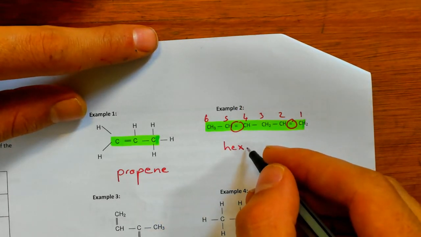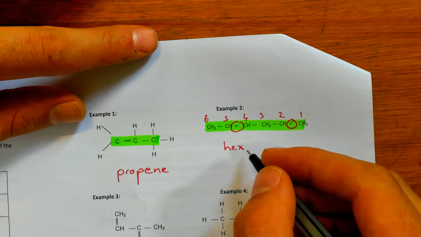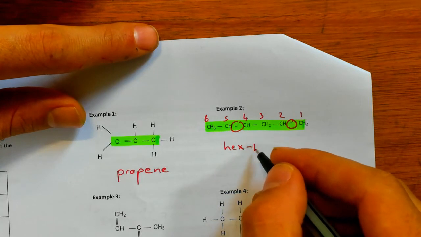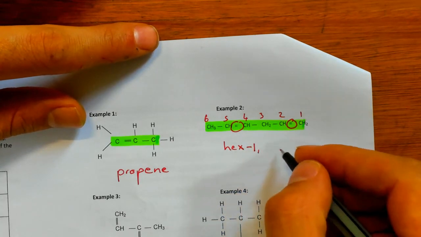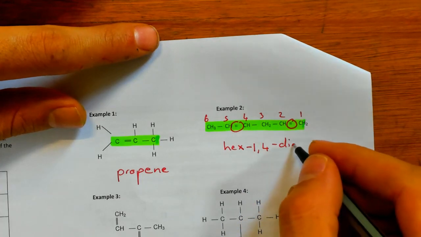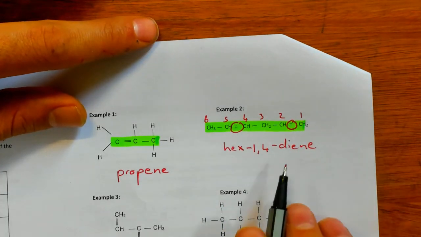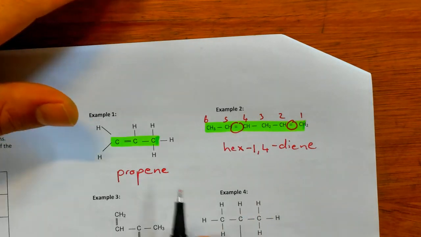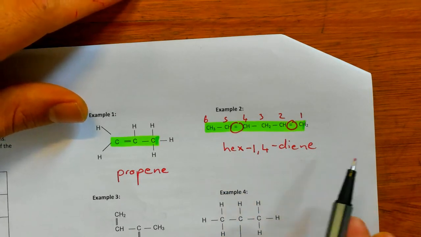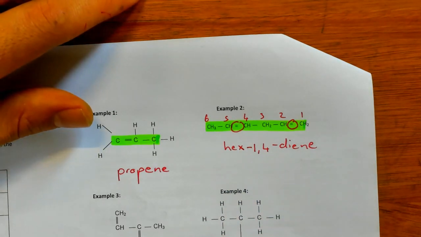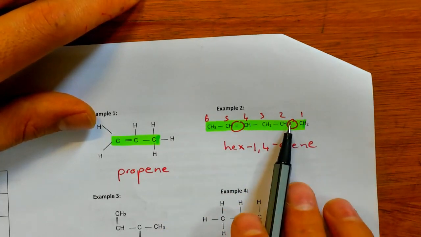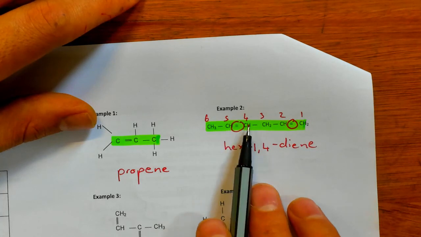So how are we going to write the numbering of this? It's going to be hex-1,4-diene. So the smaller number comes first, always from low to high. So it's hex-1,4-diene. Yes, we're numbering from this side. So this double bond is on the first carbon and that double bond is on the fourth carbon.